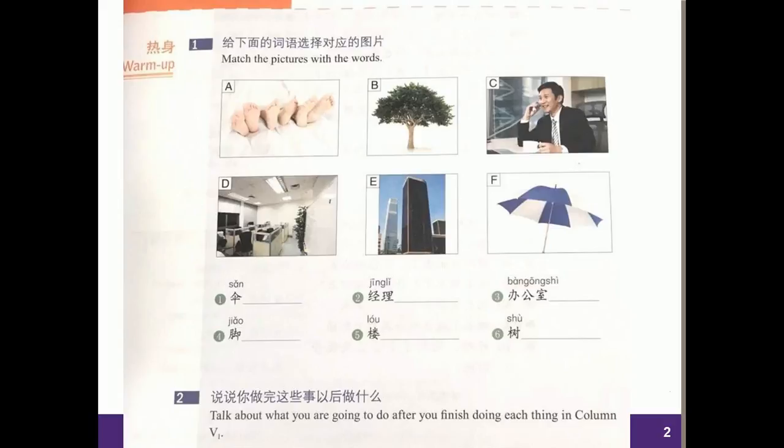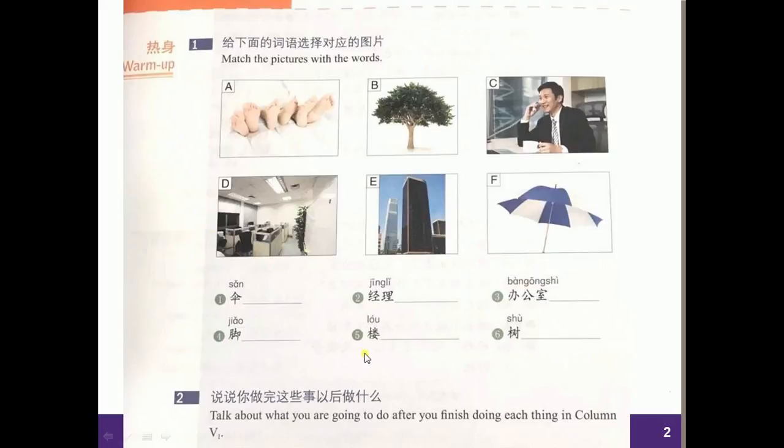Number 4, 脚. 脚. This one means foot, feet. We don't have a plural form of feet, so foot and feet are the same thing in Chinese. So 脚. If you pay attention to the left part of this, this is the moon radical. The moon radical always has something to do with your body parts. For example, 脚. Later we will say 腿. Right? So you will see this radical quite often. If you have already learned arm, arm will have this radical as well. Moon radical for body parts. So the answer is A.